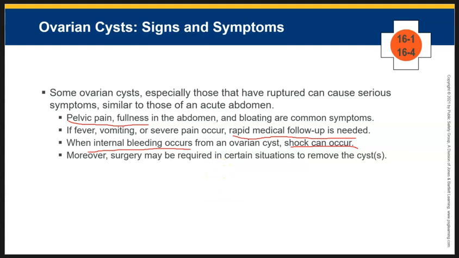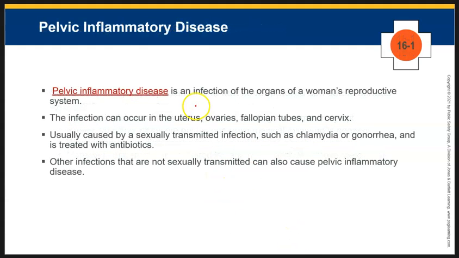Keep in mind that if internal bleeding was to occur, the patient will present as being shocky. Pelvic inflammatory disease is an infection of the reproductive system, and that infection could occur in the uterus, the ovaries, the cervix, and it's typically caused by an STD such as chlamydia or gonorrhea. Treatment is with antibiotics.